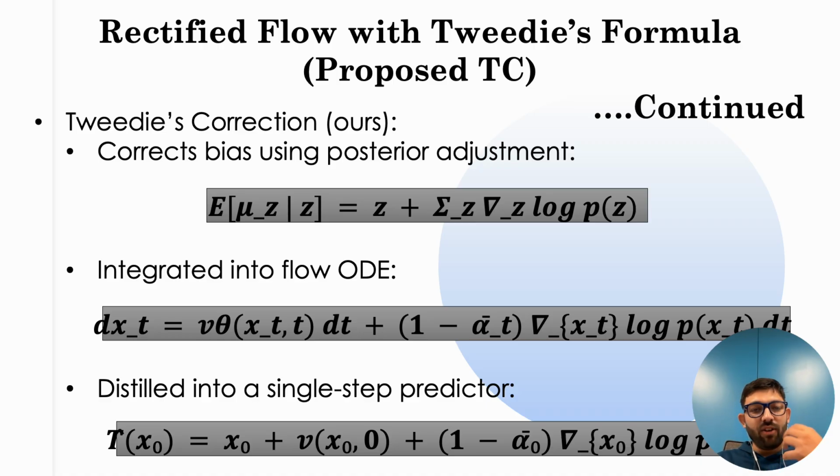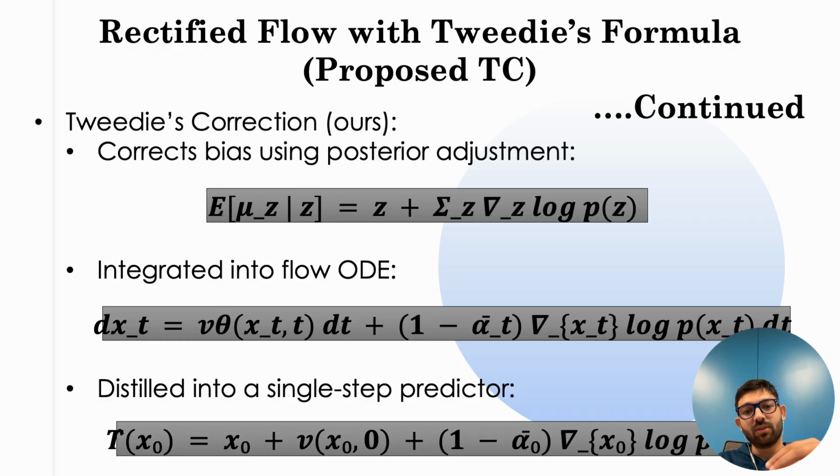Tweedie correction and our contribution. So our method introduces a Tweedie correction to the rectified flow process. This is designed to counter inherent sampling biases in existing methods, especially when dealing with noisy and more complex medical data. Posterior adjustment. So basically, this is one of the main reasons why we are using the Tweedie correction.